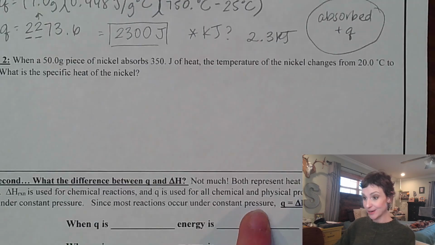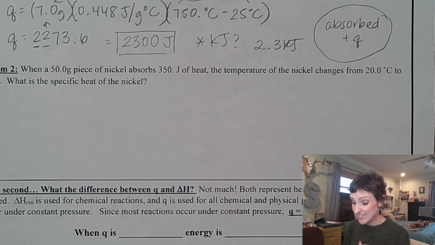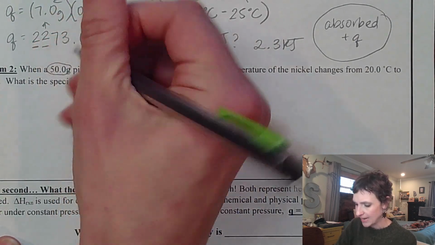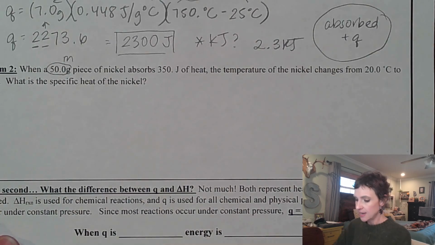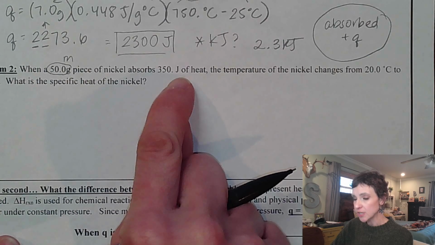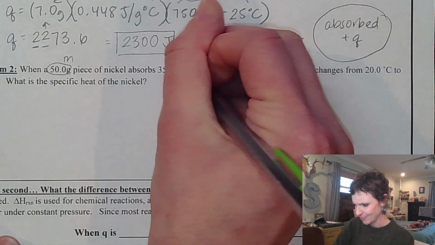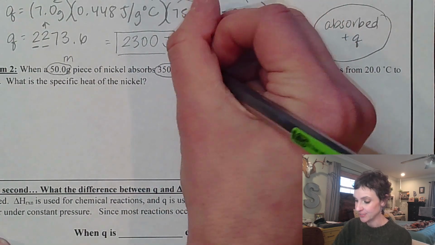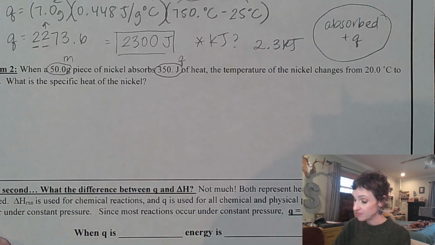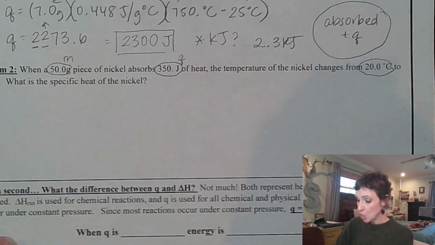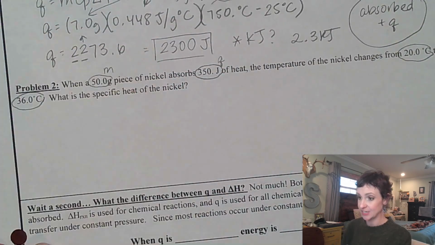Okay. Next problem, it says when a 50-gram piece of nickel, I'm going to go ahead and circle this 50 grams. I see grams. It is a mass for me. Of nickel absorbs 350 joules. Oh, that joules is giving something away. Who has the units for joules? That is Q. The temperature of the nickel changes from 20 degrees Celsius to 36 degrees Celsius.